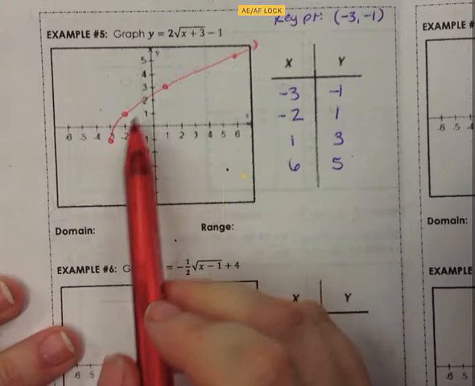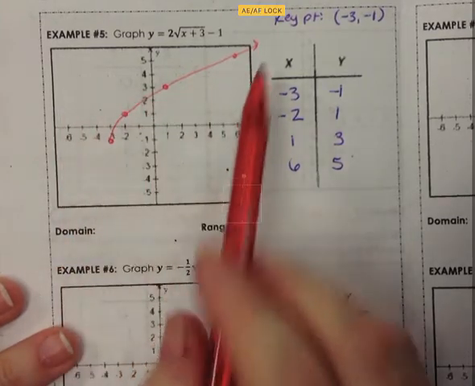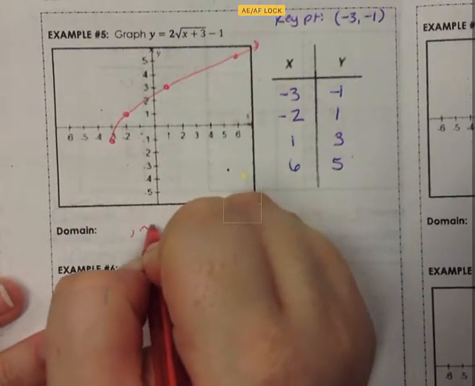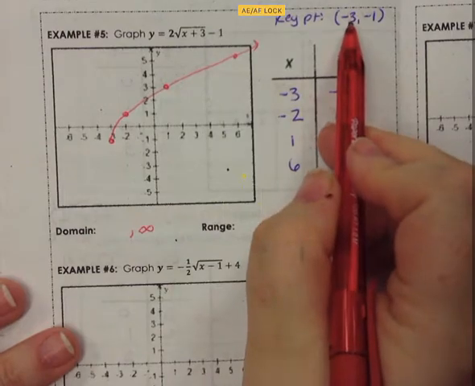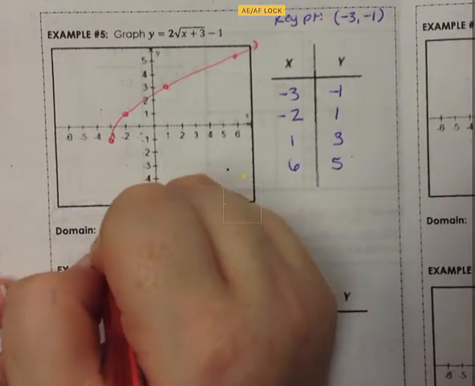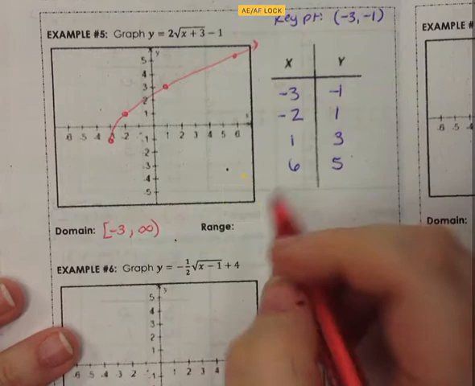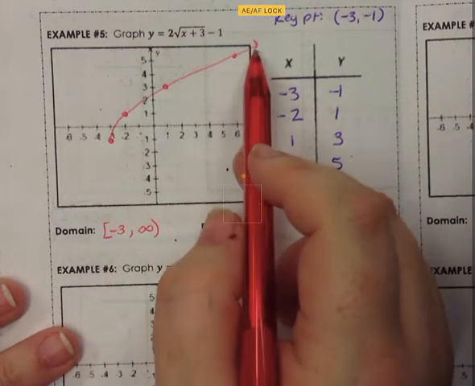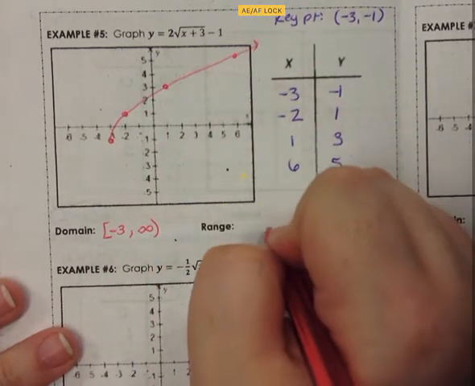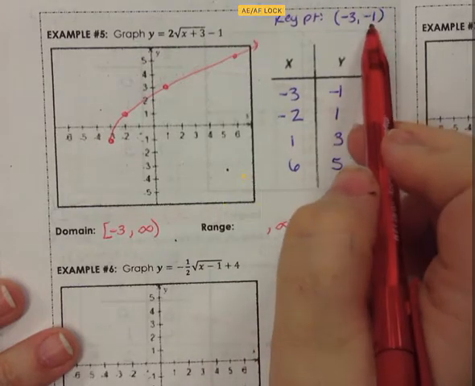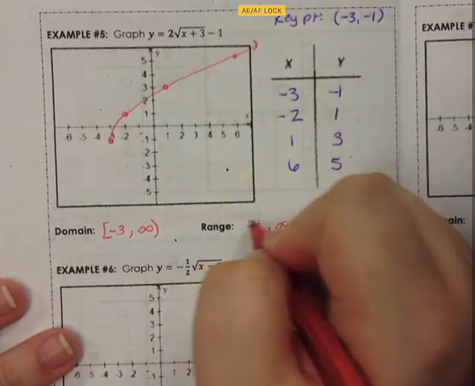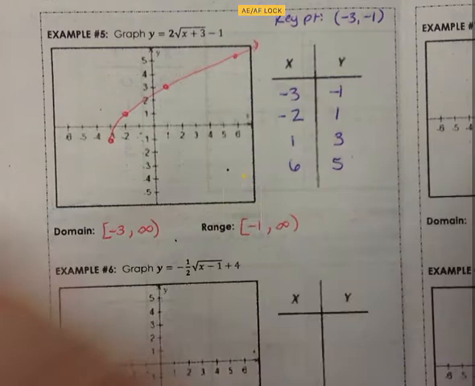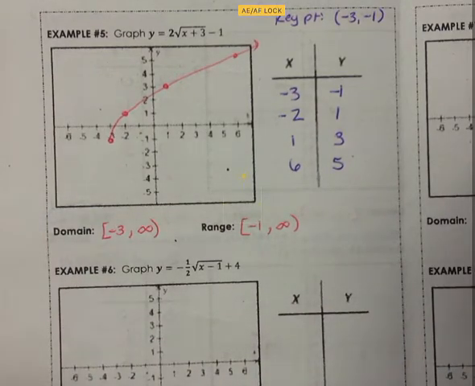So our domain is still, is it going left or right? The arrow's pointing right, so that means you're going to have a positive infinity. And the x value comes from your key point, so -3, closed, open. Your range is up or down, so the arrow's pointing up, so that's going to be a positive infinity. And it's from your y value of your key point, so -1, closed, open. We still want to talk about the transformations.